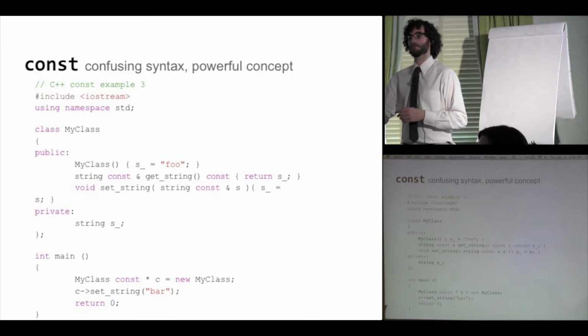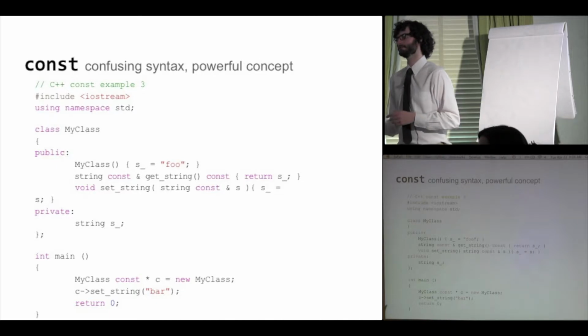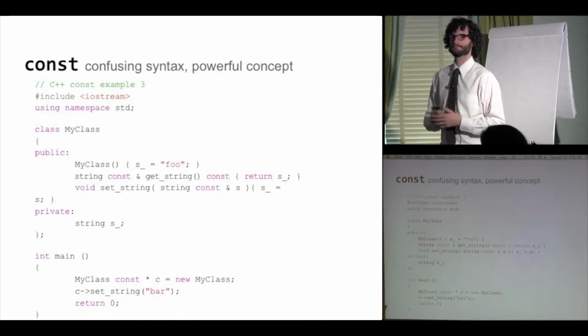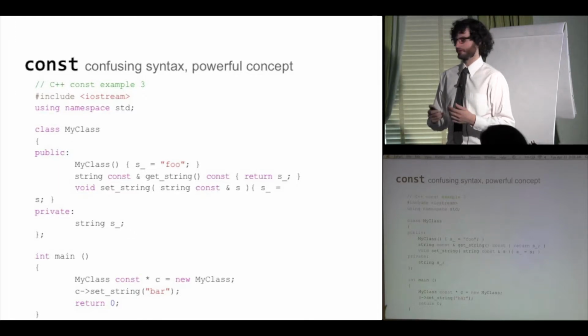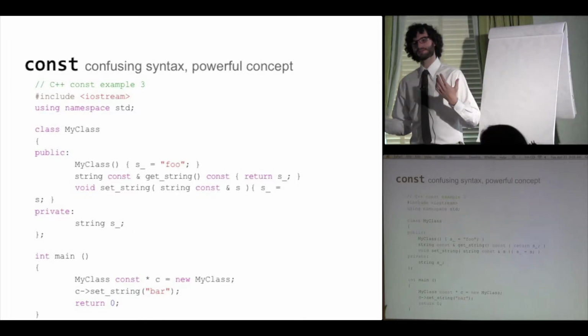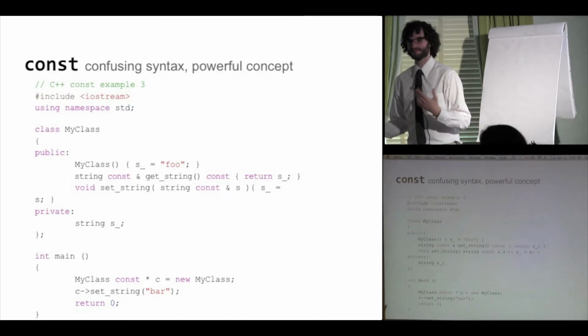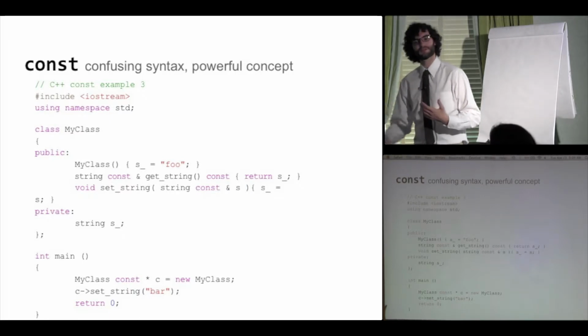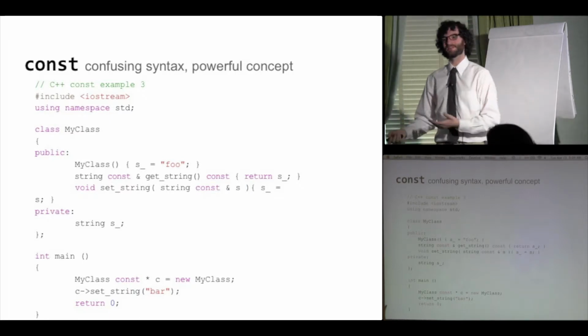So say it again. You can't invoke set string because set string is not a const method, and C is a const object. You can't invoke non-const methods on a const object. Exactly. So what does it mean for a class to be const? It means that these data members can't change, and it means that you can only call const methods. And const methods can't change any of the data members.